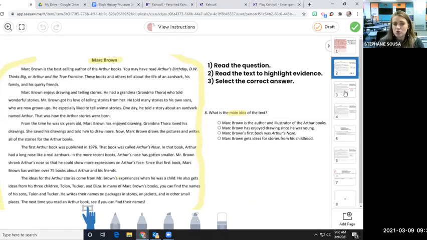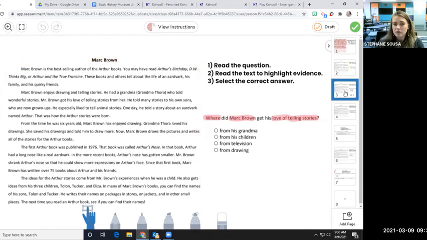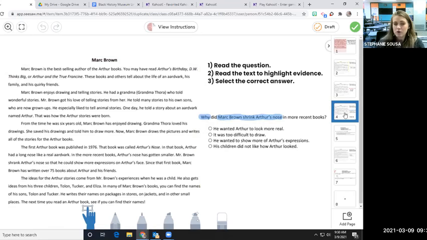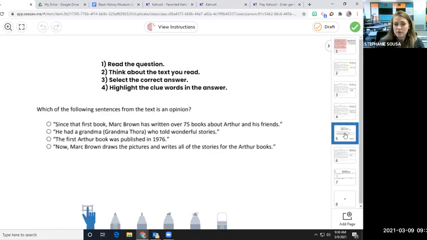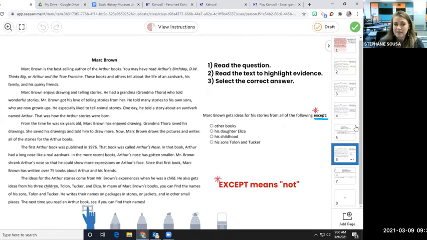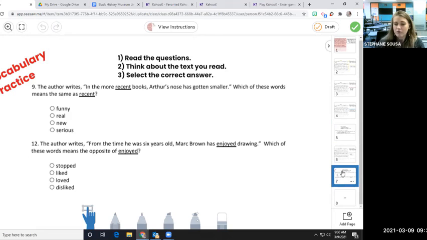On slide 2, there's one question. Slide 3, there's one question. Slide 4, there's one question. Slide 5, there is a question that you do not need the text for. On slide 6, there is a question. And on slide 7, there are vocabulary questions about the nonfiction passage, so you don't need the text.